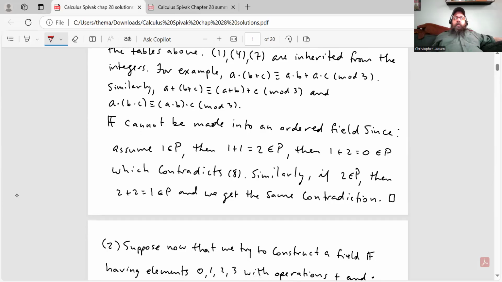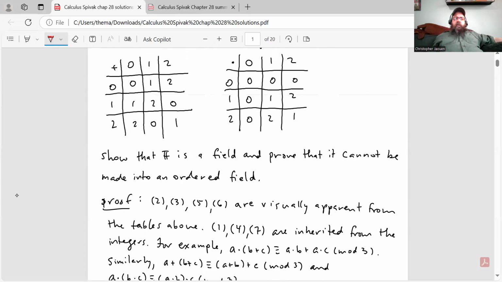So F cannot be made into an ordered field, since if you assume that 1 is a positive number, then 1 plus 1 equals 2 by the addition table. So that means that 2 is also a positive number. Then 1 plus 2 is 0, by the addition table, which means that 0 would be a positive number, and that contradicts property number 8 of the three order axioms that we had. Similarly, if 2 is a positive number, then 2 plus 2 equals 1. Again, you could just look at the addition table for that, which means 1 is in the positive numbers, and we get the same contradiction. So there's no way for this set to be made into an ordered field.